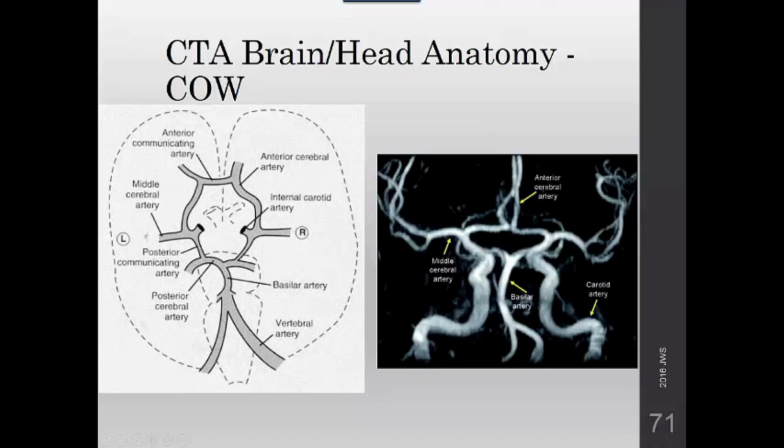The image on the right is most likely an MRA from an MRI study of the circle of Willis, but it does depict the basilar artery and how it connects, forming the posterior cerebrals right here. It also gives a different view of the anterior cerebral arteries, how they ride right beside each other up this way.